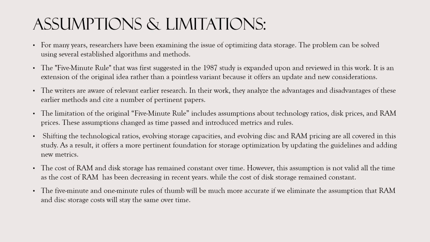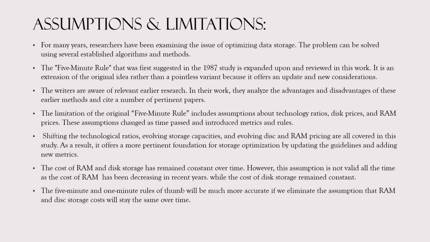The writers know about that. Of course, they are very aware of the earlier research. In their work, they analyze both the merits and demerits of the earlier methods and what they are going to extend. As I discussed, everything will have some assumptions and limitations. The limitation of the original 5-minute rule includes the assumptions about the technology ratios, disk prices, and RAM prices. These assumptions changed as time passed and introduced new metrics and rules.